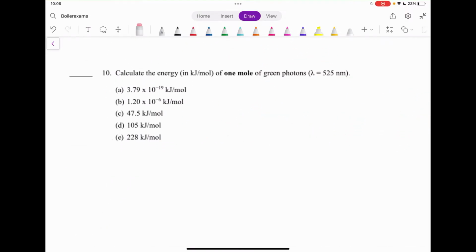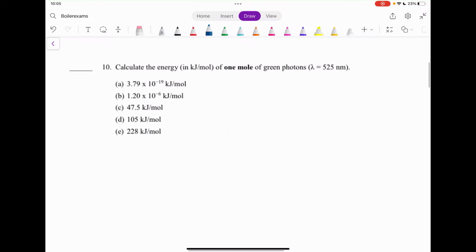I moved the question down a bit because it was getting cramped. Number 10. Calculate the energy in kilojoules per mole of 1 mole of green photons, and they tell us the wavelength of a green photon. So we know the equation for energy of light is E equals Planck's constant times frequency, which is the same as Planck's constant times the speed of light over wavelength. We're going to want to use this one here because they tell us the wavelength.